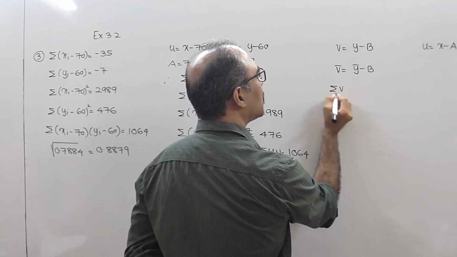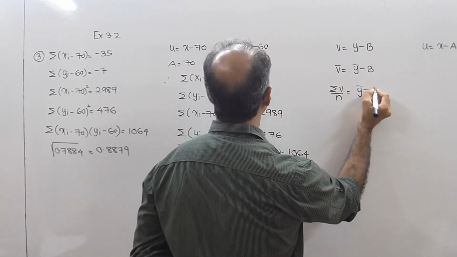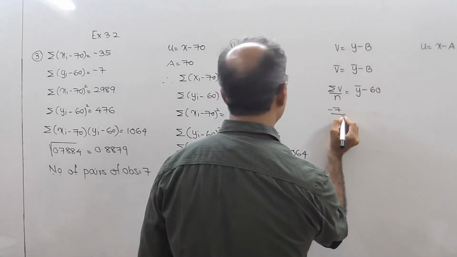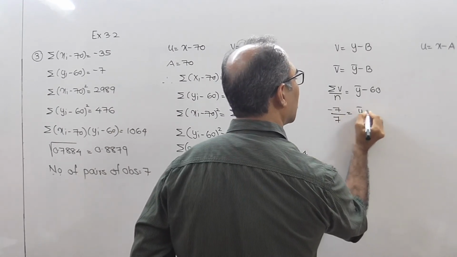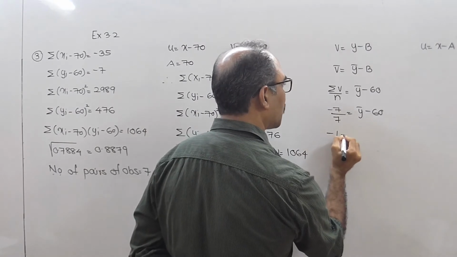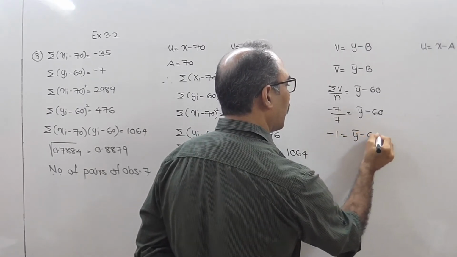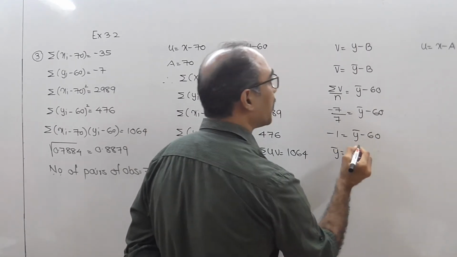V bar का formula is sigma v upon n, which is equal to y bar minus b. B is 60. What is sigma v? Minus 7. They have given that the number of pairs of observation is 7. That is equal to y bar minus 60. ये कट हो जाएगा. Minus 1 equal to y bar minus 60. I think your y bar has to be equal to 59.